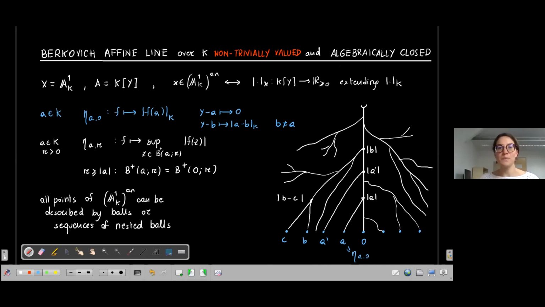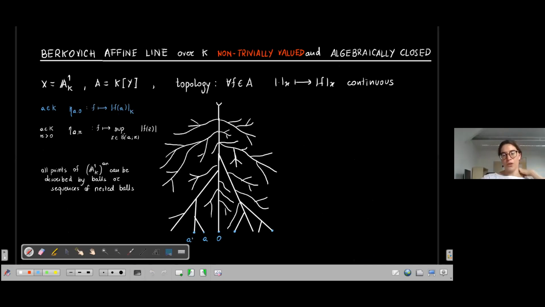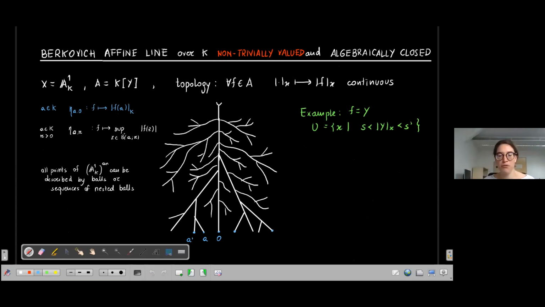Okay, so now let's also have a look at the topology. So again, the topology is the Berkovich topology. So again, we can fix a polynomial f to be, for instance, equal to y. And we look again at our basic open, so the preimage of the intervals. So in this case, you can compute the preimage precisely, but it will be, again, on the line, starting from 0 and going towards infinity. It will be given by an interval, okay?